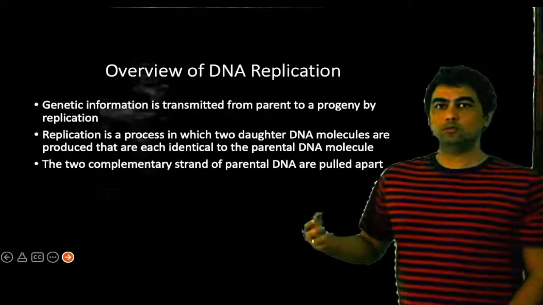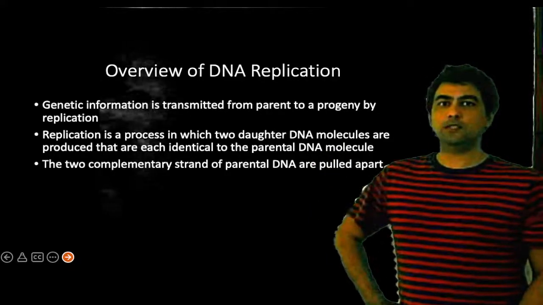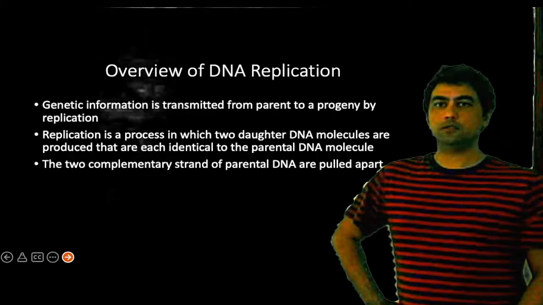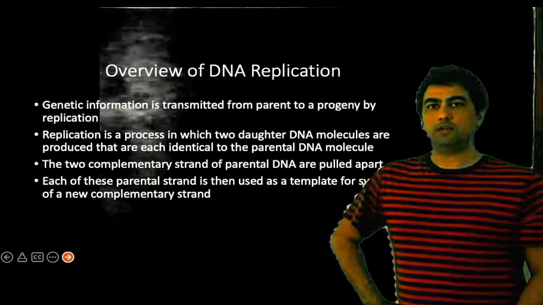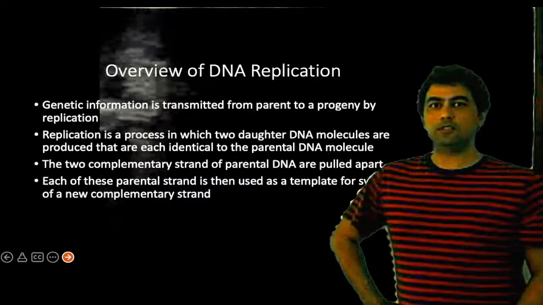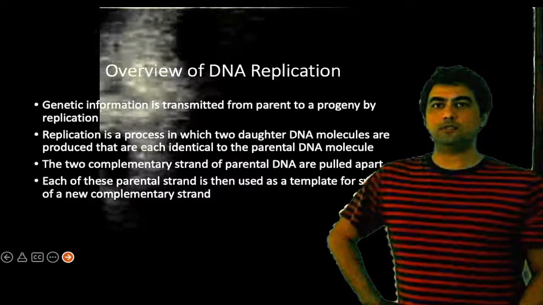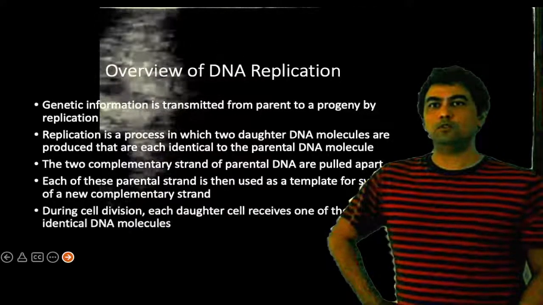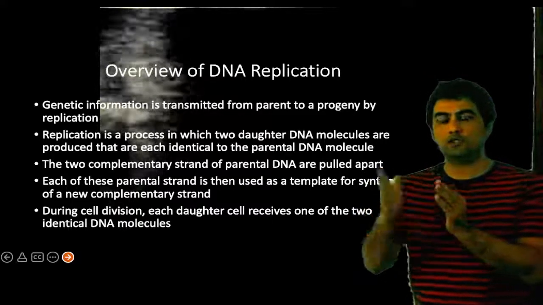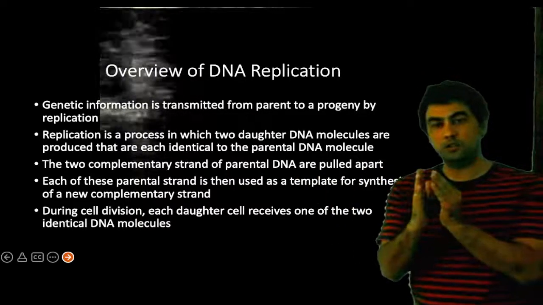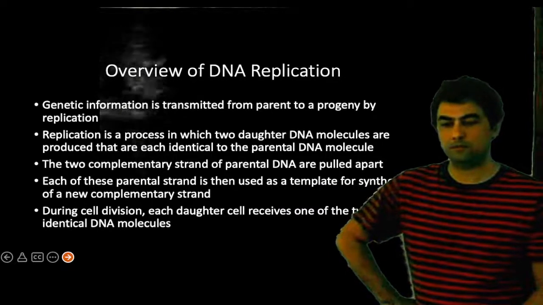Two complementary strands of the parental DNA are pulled apart. Each of these parental strands is then used as a template for synthesis of a new complementary strand. During cell division, each daughter cell receives one of the two identical DNA molecules.